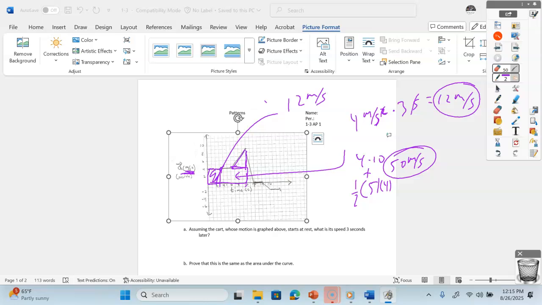So we said at 1 second it would be going 4. 2 seconds it would be going 8. 3 seconds it would be going 12. Still going faster and faster, isn't it? Where would it suddenly go from going faster to not going faster? At 12 seconds. You have to get the area all the way to the 12 seconds.